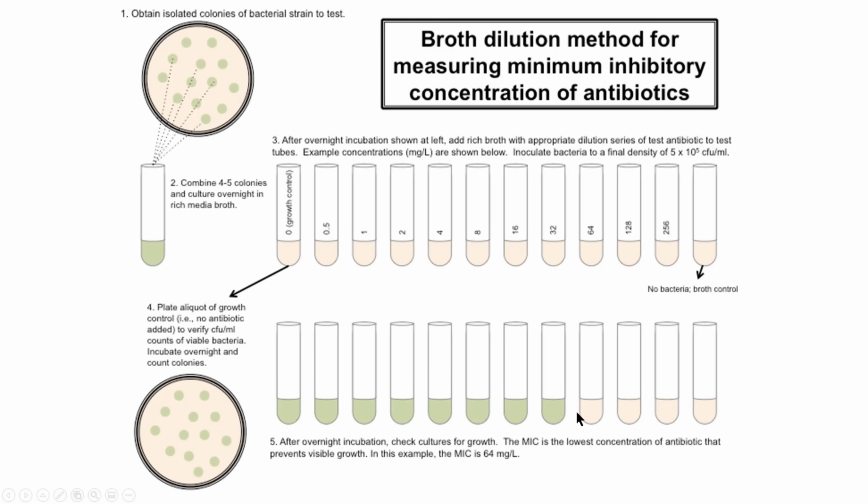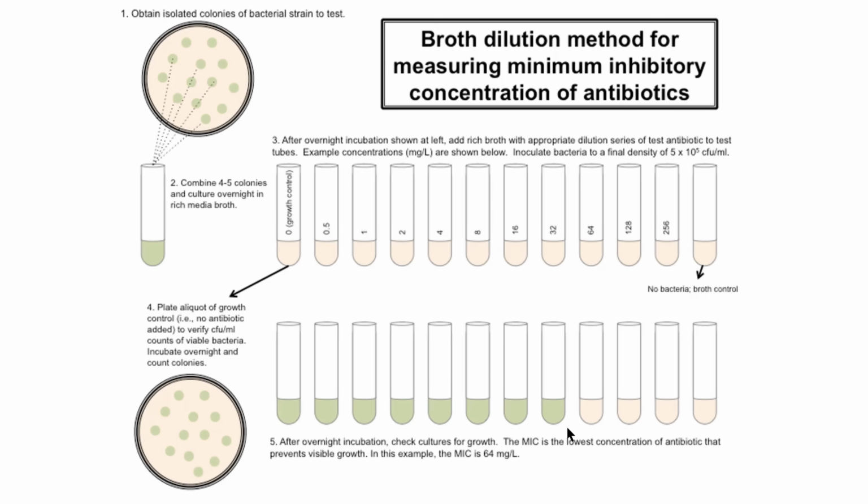So for example, in this example, you can see that at the concentration of 64 and above, nothing was growing. So the minimum concentration needed to kill the organism in this example is 64, because at a concentration of 32, the organism was growing in the test tube, but at 64 or higher, nothing was growing in the test tube. And that's how they measure the minimum inhibitory concentration for a specific antibiotic.